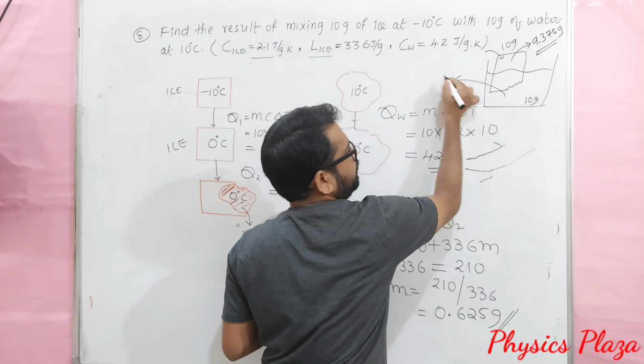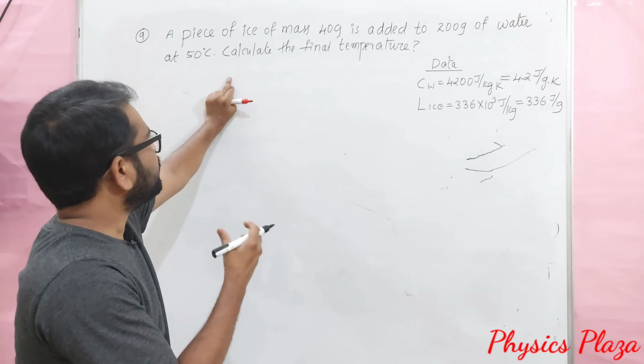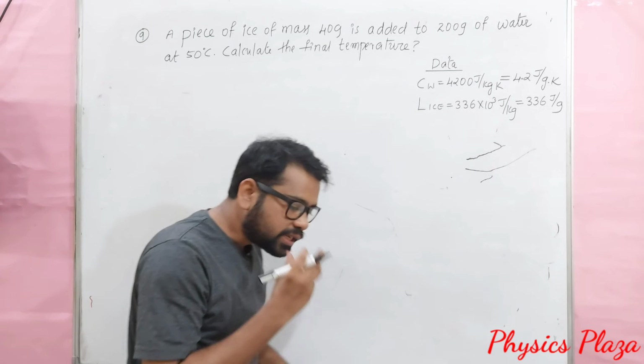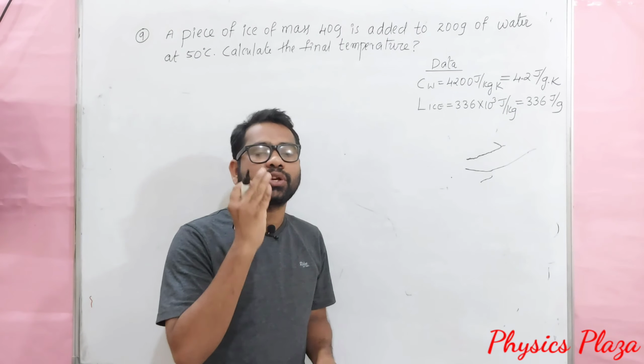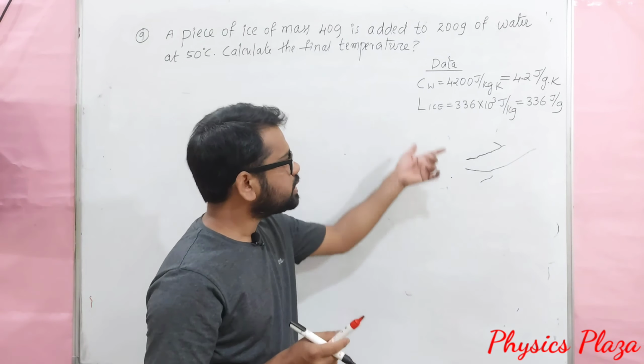In this question, it is given that a piece of ice of mass 40 grams is added to 200 grams of water at 50 degrees Celsius. Then they are asking us to calculate the final temperature of the mixture of that ice and water. So, what is given here?